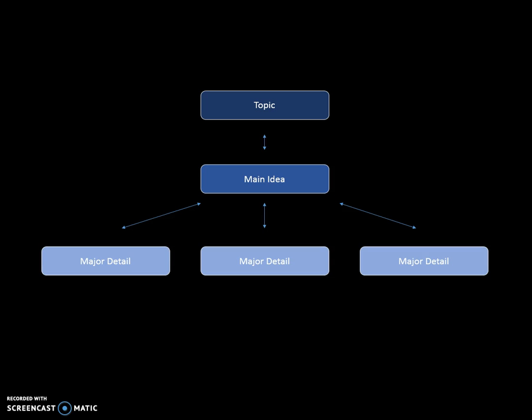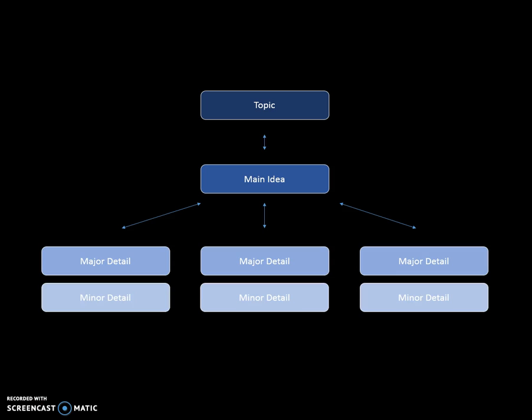Sometimes authors will differentiate their details. They'll have key or major details or major points outlined in their writing. And then after that major detail, they'll provide an explanation or example or illustration of that major detail. Those explanations and illustrations or examples are what we would call a minor detail. In other words, it's just giving more clarification and a bigger picture of that detail that is supporting the main idea.